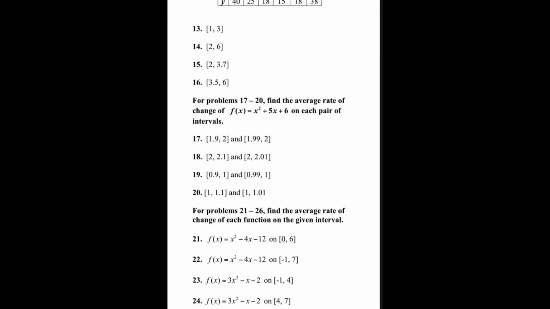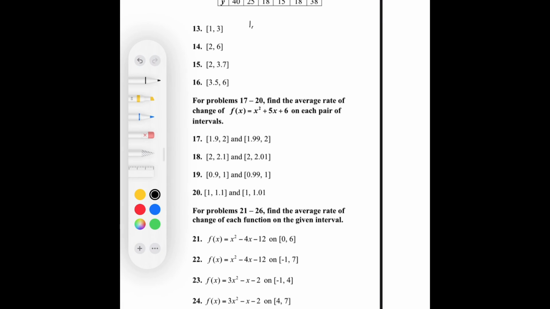Okay, here's some problems for y'all to look at on a worksheet, 13 through 26. And we're going to work through some of these together. On 13 through 16, you're using that XY chart, and they want you to find the slope from 1 to 3. That interval from 1 to 3 was the average slope. And so you got to figure out your coordinates. Well, one input of 1 gives you an output of 40. There's one coordinate. And then the input of 3 gives you an output of 18.